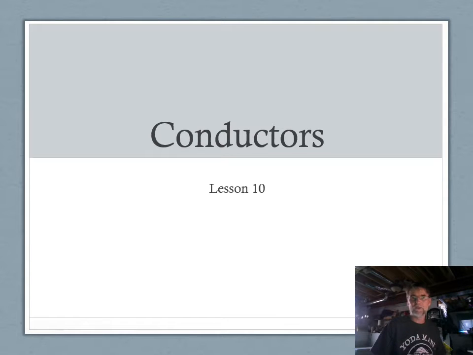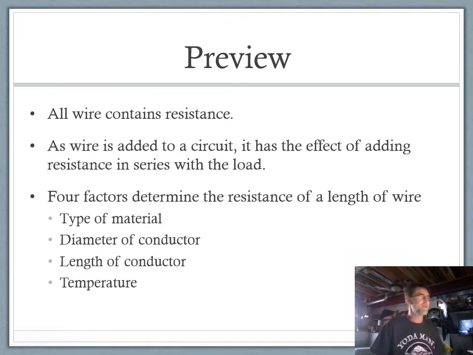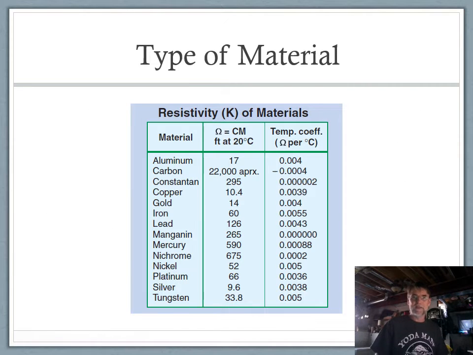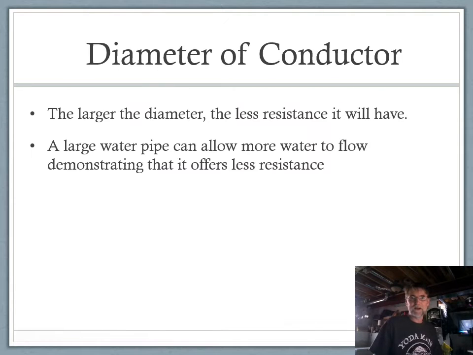So here's a bit of a review of the material that I've already covered in the previous video about conductors. I'm going to zoom through the first couple of slides here really quickly. This is the material that I already covered. 4 factors determining the resistance of a length of wire: type of material, diameter, length, and temperature. The next slides just go through the same conversation. Type of material. There's a list of resistivity of materials, temperature coefficient. I mentioned temperature. We're going to look at these numbers a little bit more later. I just want to zoom through here for now.